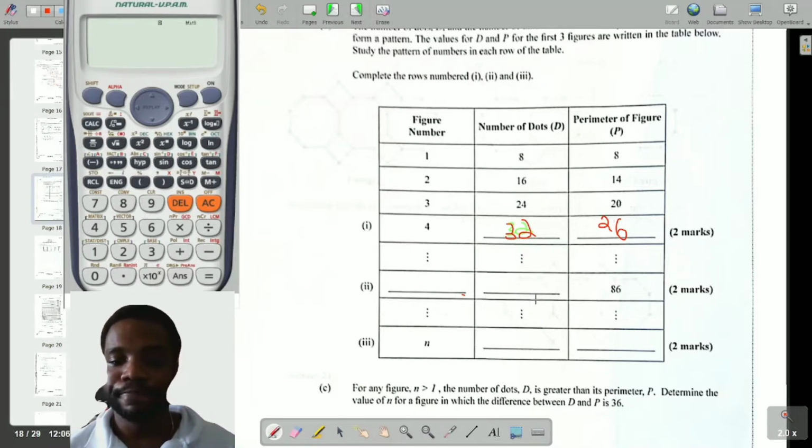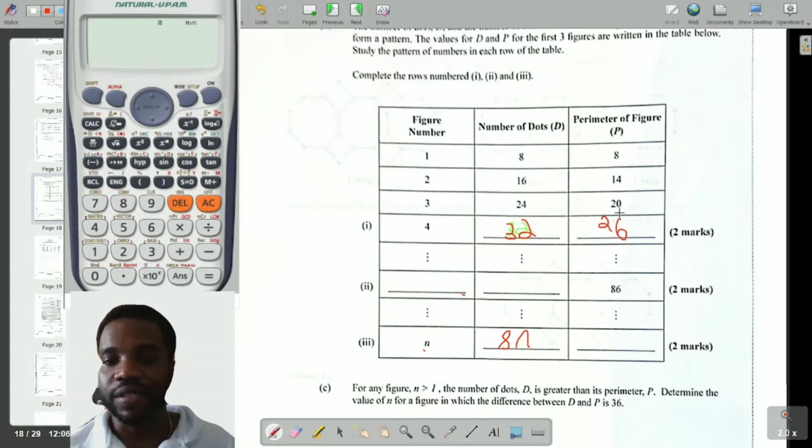Alright, let's go. If you look at the number of figures and the number of dots: figure 1 gives 8, 2 gives 16, 3 gives 24. So it's almost as if you're saying your 8 times table. 8 times 1 is 8, 8 times 2 is 16, 8 times 3 is 24, 8 times 4 is 32, so you're multiplying 8 by the figure. In other words, the figure is n, and I multiply 8 by n, which is just 8n. And that's it. What about the perimeter?